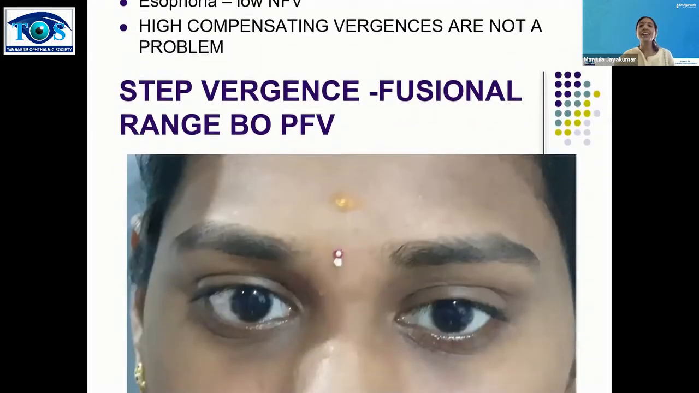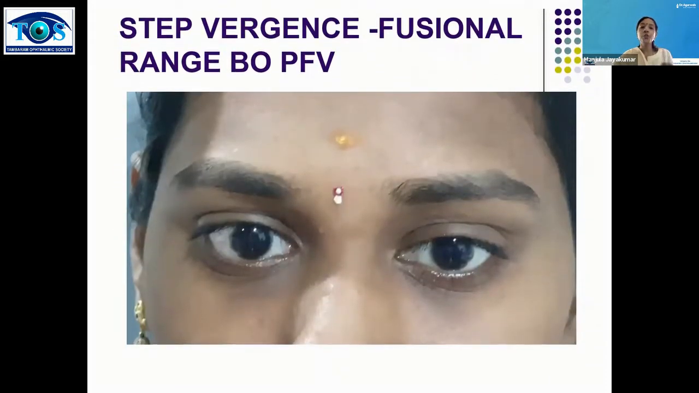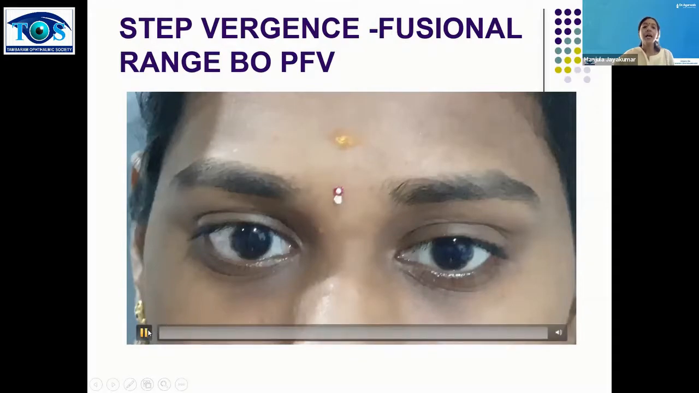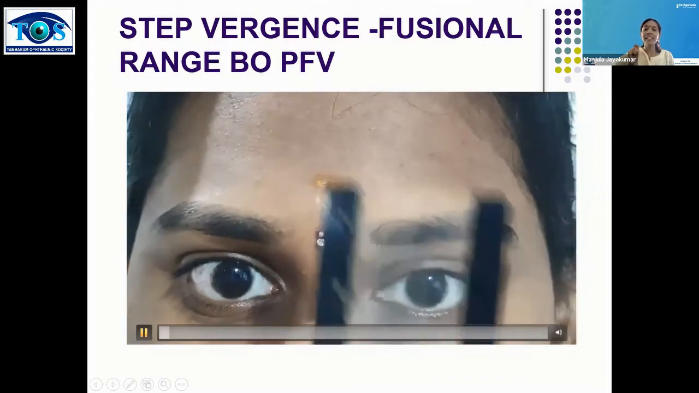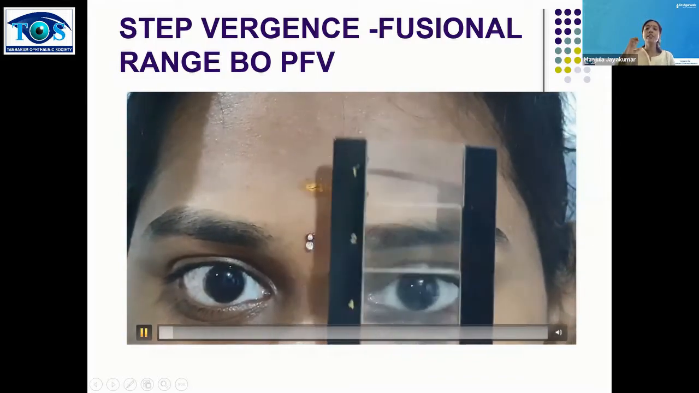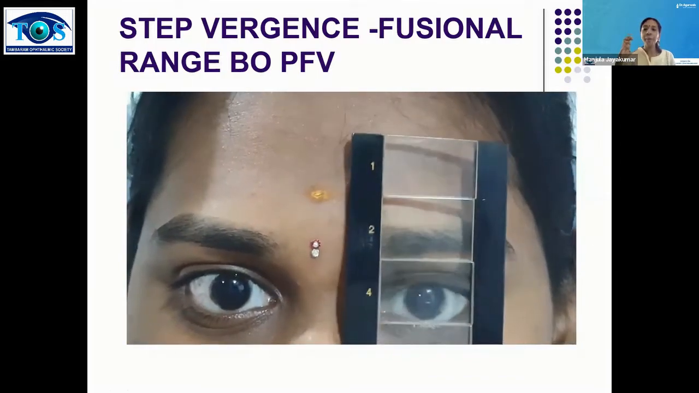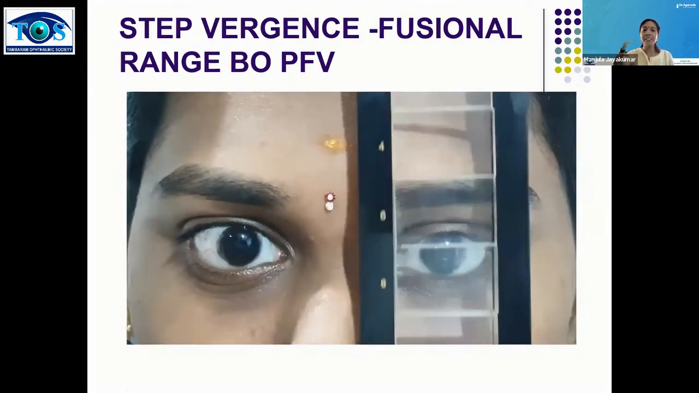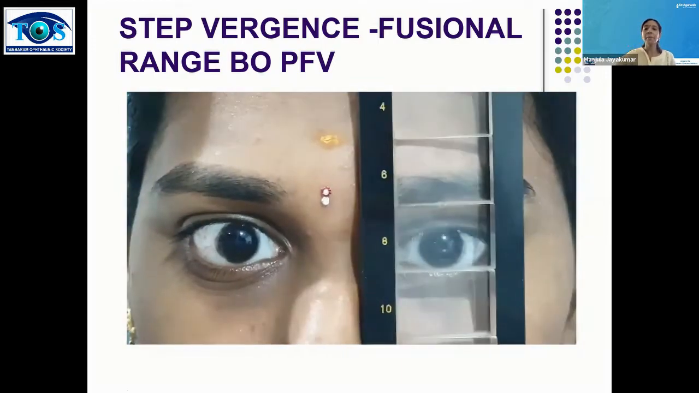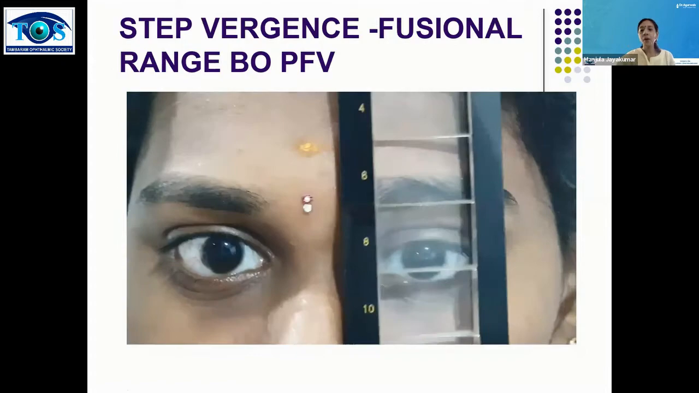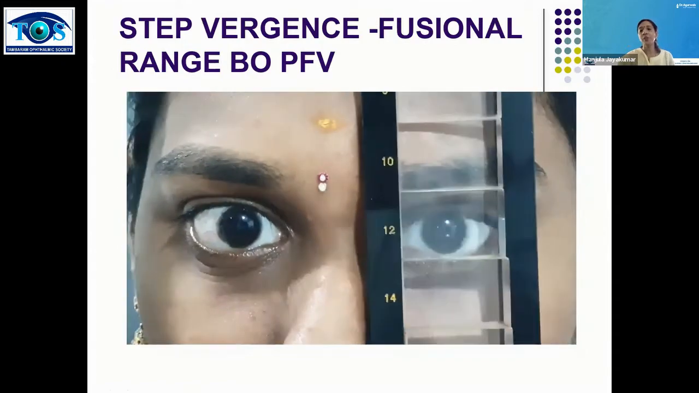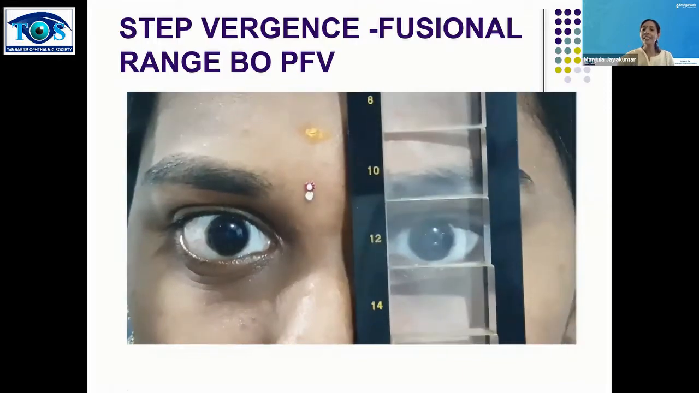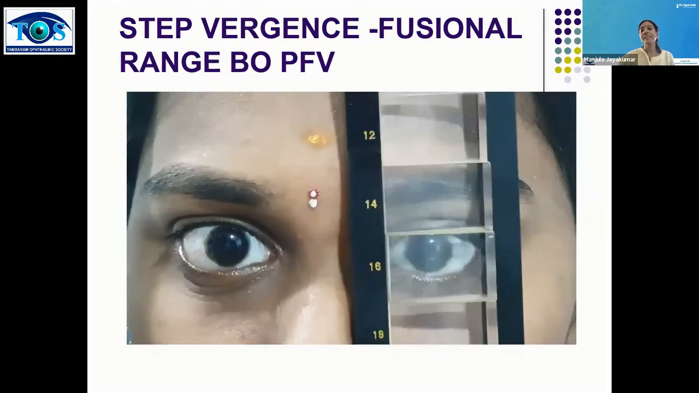Now you use step vergence or you use prism bars to measure for both distance and near. When I say step vergence, you're going to do it in steps of 4: 4 prisms, then 8 prisms. You ask the patient about the blur point, break point, and recovery. Those are the 3 things you'll have to ask: blurring, when does it break into double, and when does it check up?